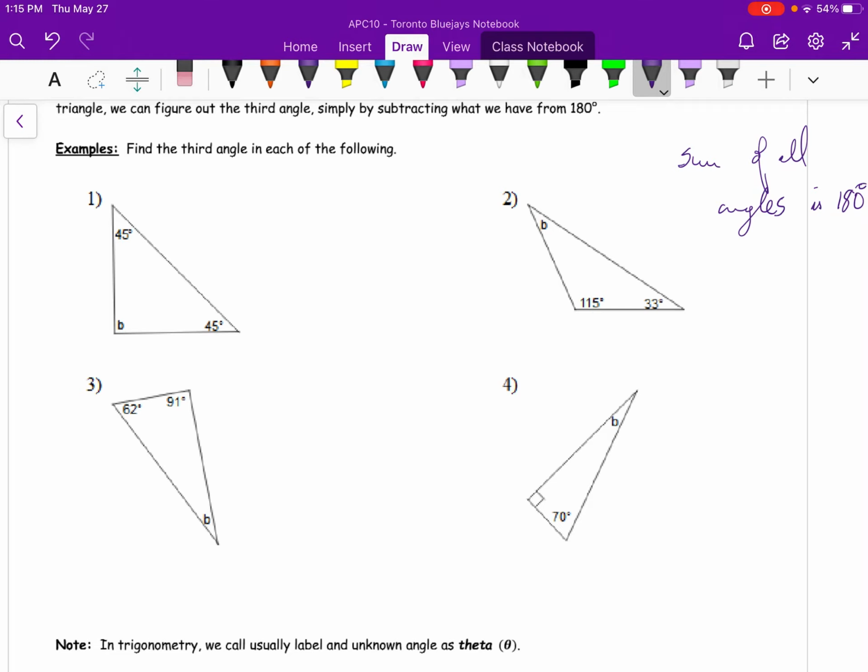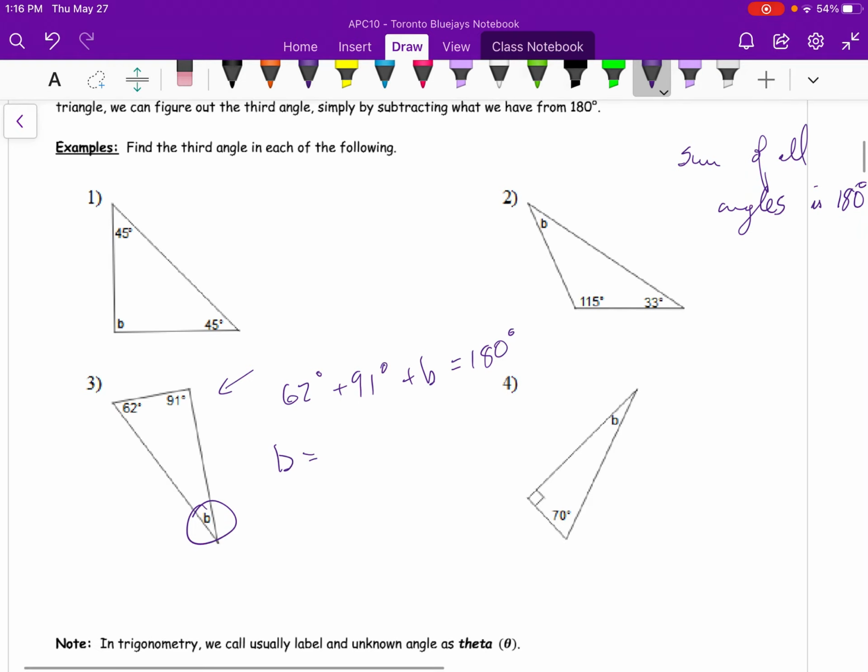So all angles in a triangle add up to 180. So for example, for number 3, find the missing angle. What is B? Well, as we could see here, this is not a right triangle. Well, it doesn't really matter. We can find out B, and simply 62 degrees plus 91 degrees plus some angle B is equal to 180 degrees. Or, as a lot of you have discovered, if you just subtract the other two angles from 180, you'll have your resulting angle B.